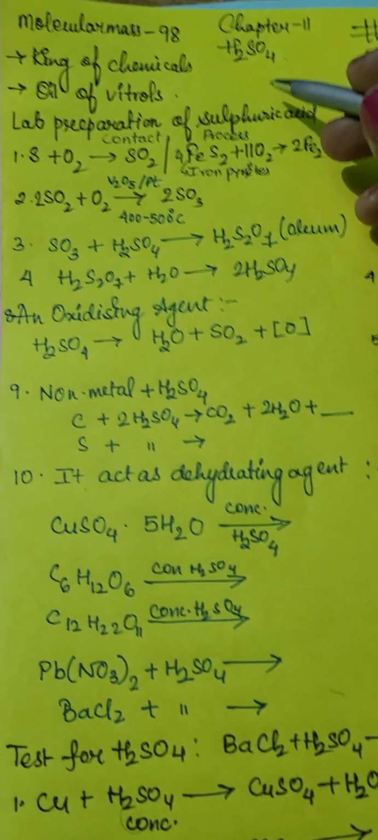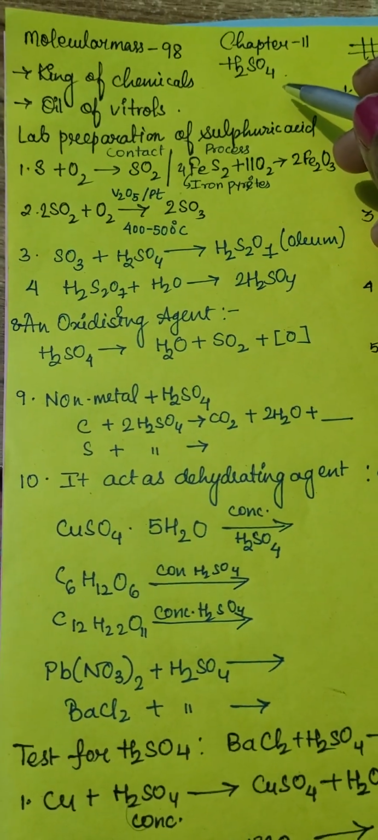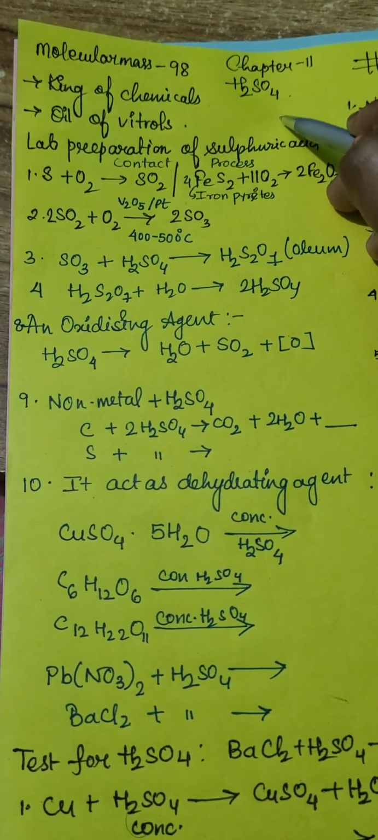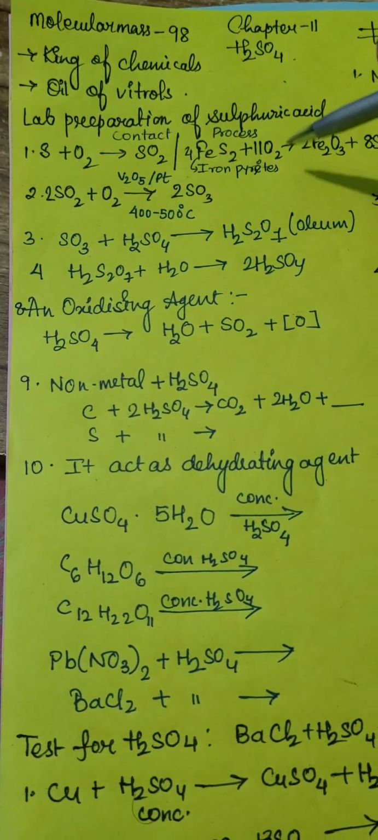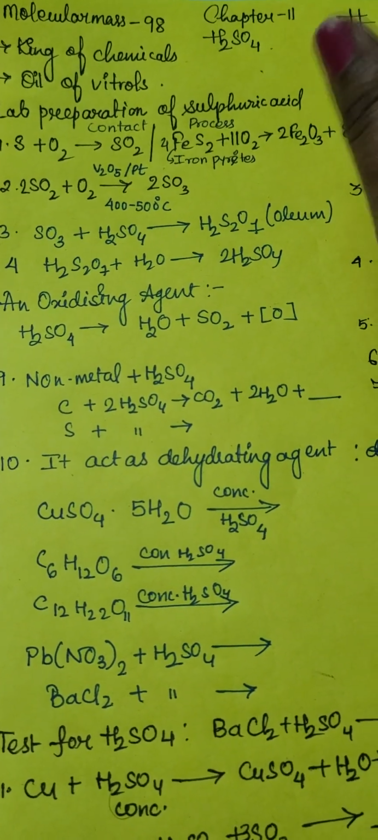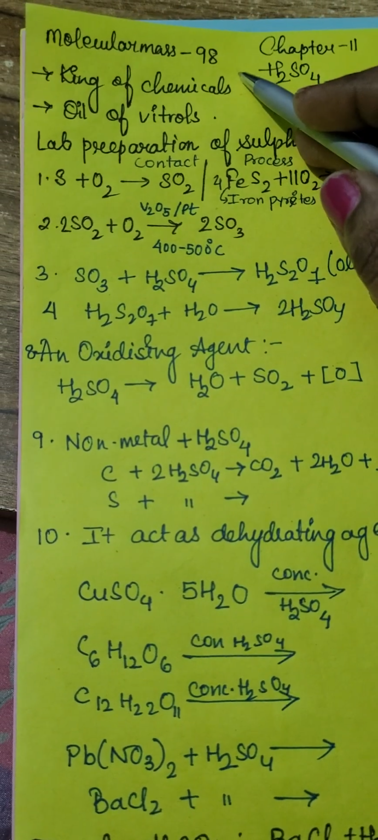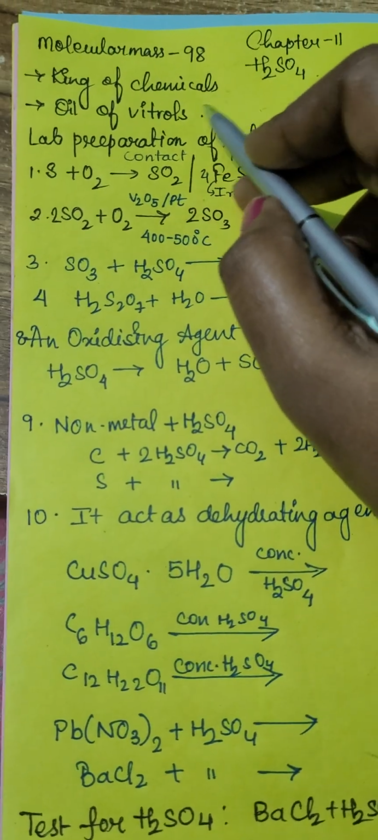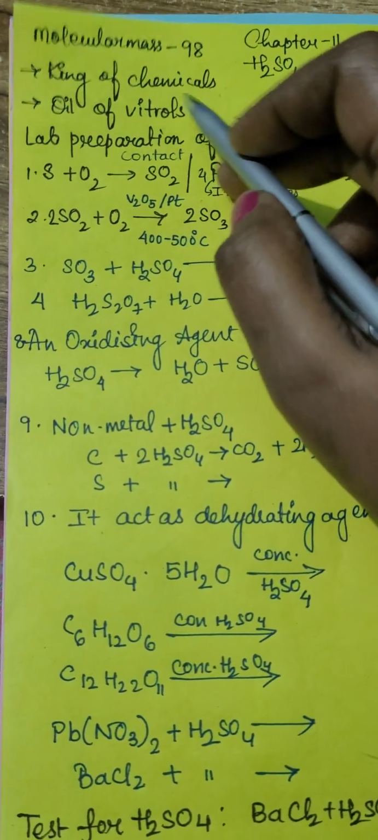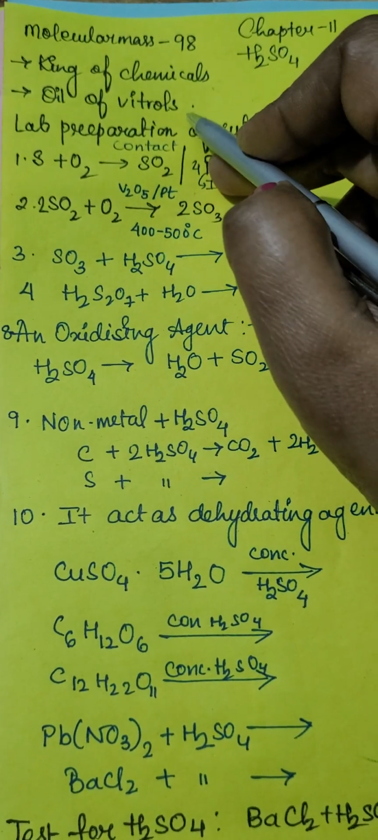Hello everyone, now we are going to start the new chapter, that is sulfuric acid. And in this chapter we will be dealing with the chemical properties, the reactions and its chemical test. Let us start with the molecular formula. The molecular mass of sulfuric acid is 98. It is also called the king of chemicals, and it is also known by the name oil of vitriol.